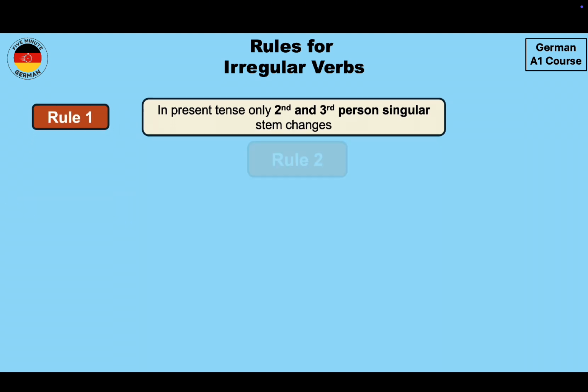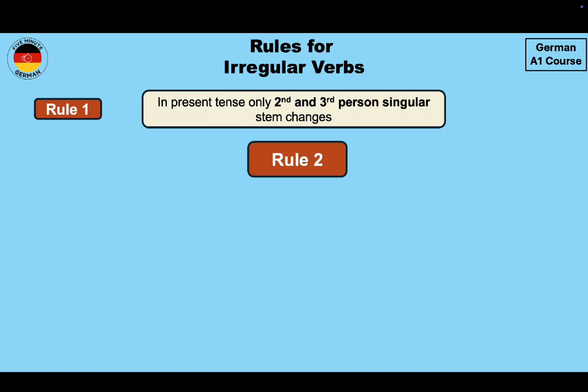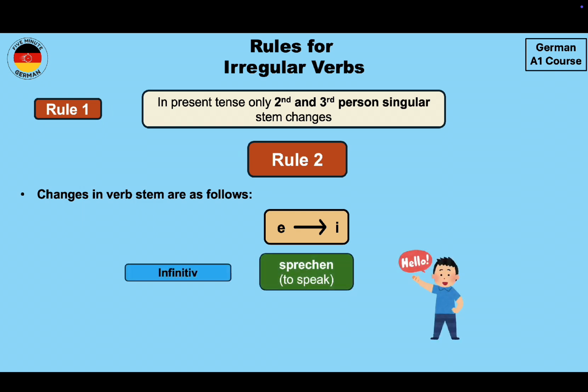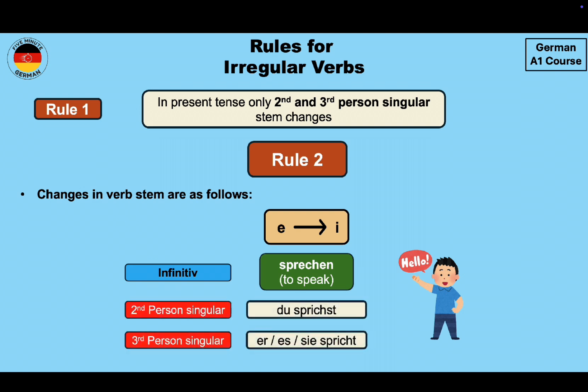The second rule which will help you conjugate irregular verbs is that in case of irregular verbs, the changes in verb stem are as follows. So if there is an E in the verb stem, then it will be changed to I. So we already saw the example for sprechen, which became du sprichst, in second person singular and sie spricht in third person singular. So over here you see that the E in the verb stem became I in the second person singular and third person singular conjugated form.